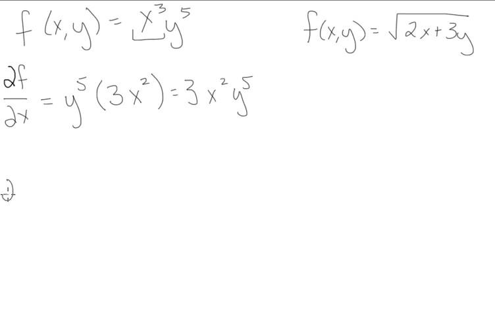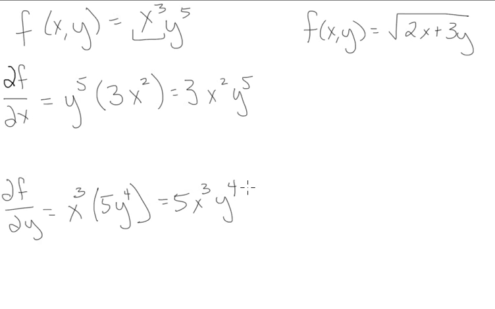I take the derivative with respect to y now. Now we're treating the x cubed as a constant that just stays out front as I take the rest of the derivative. I use the power rule on the y term. I get 5y to the 4th, and I rewrite it just for clarity.